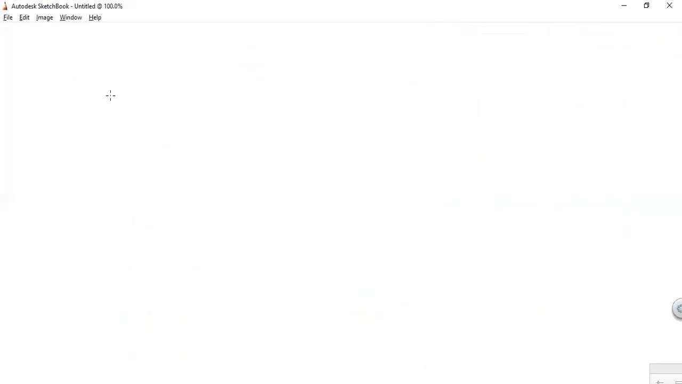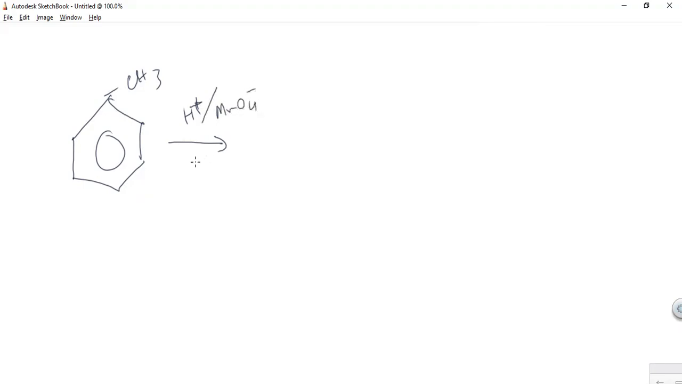In this case, let's say we are having CH3 and we have H plus, and we added MnO4 minus. So they can also give it in this way, H plus, MnO4 minus. I just wrote it together for simplicity, okay? So this is H plus with manganate. This is an oxidizing agent. So they are telling you that this sort of product is being formed.